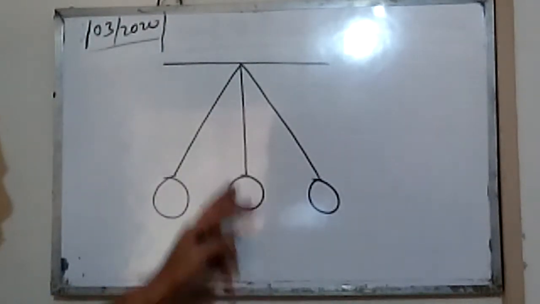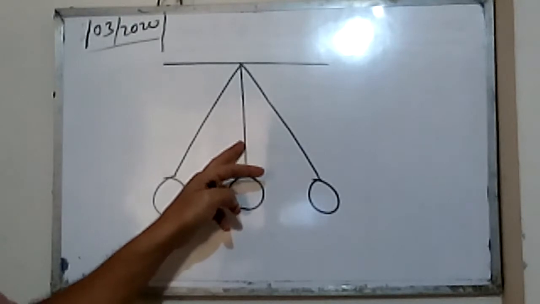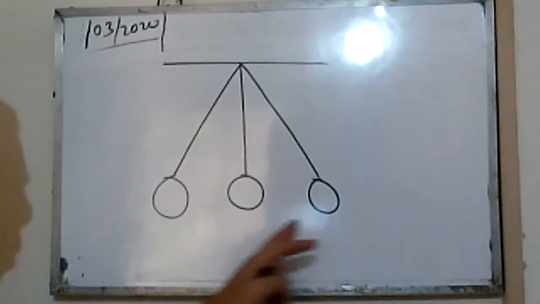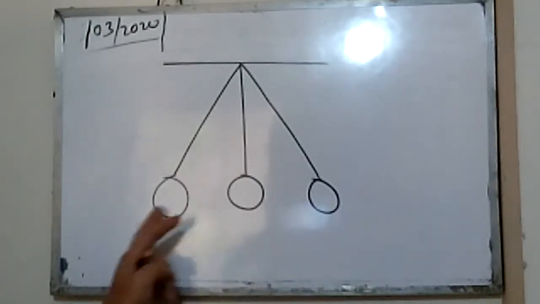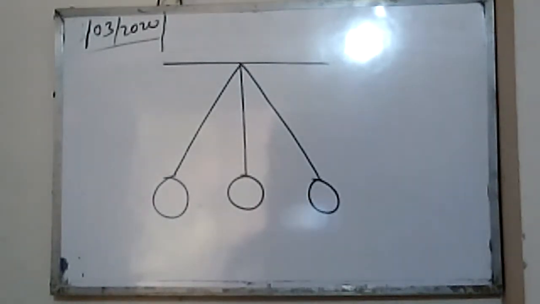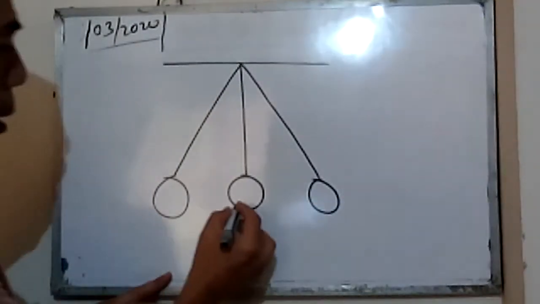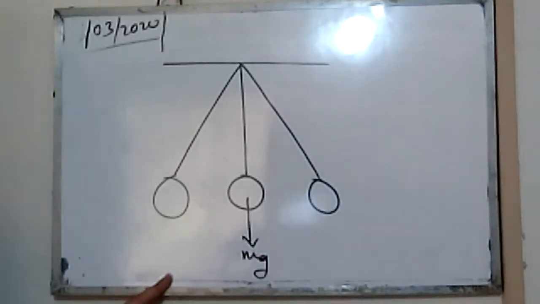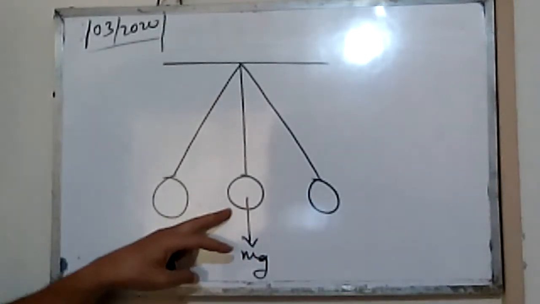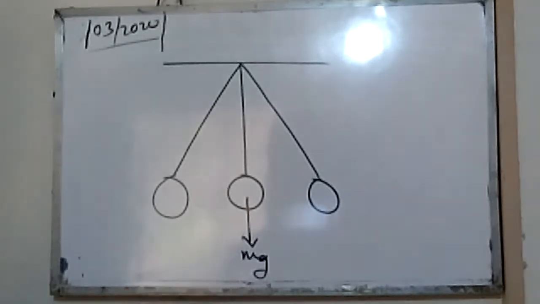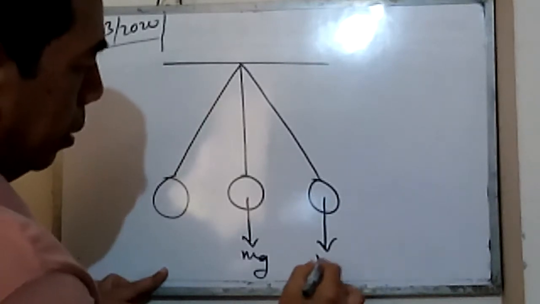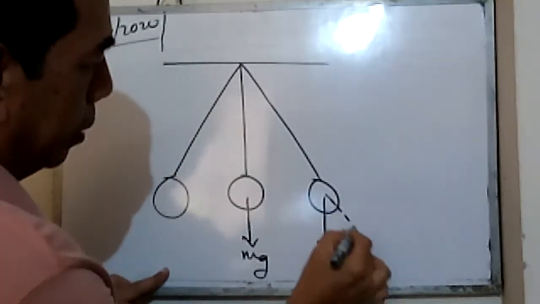This is the bob, and this is the thread, and this bob just oscillates, oscillating to and fro. Now, this is the equilibrium position, and the gravity is mg. And at this position, mg.